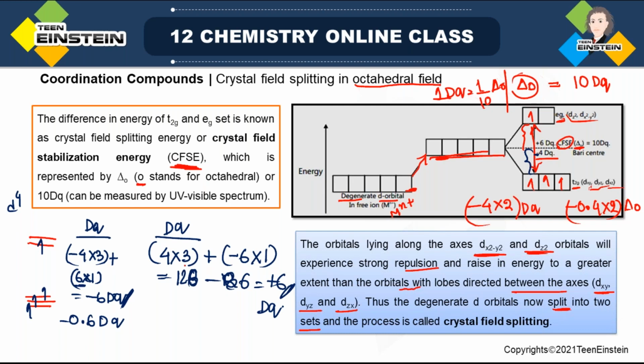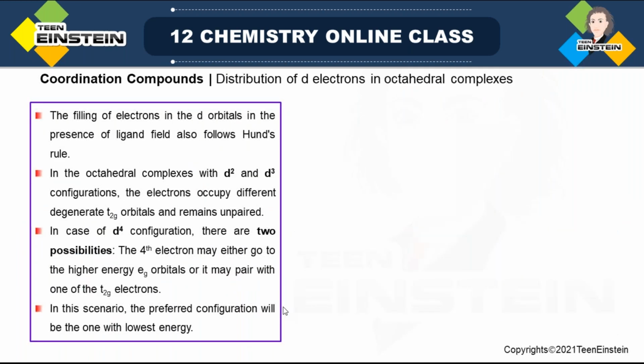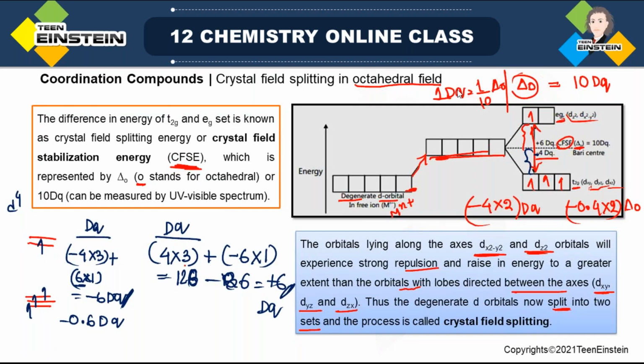Fine. So in the next slide we will see different possibilities. Distribution of d electrons in octahedral field. In the previous example that I have just shown, a d4 system, after placing 3 electrons in t2g, the fourth electron I have placed directly in the eg. But that may not be the case always. Sometimes, instead of going towards eg, this fourth electron you are placing here.